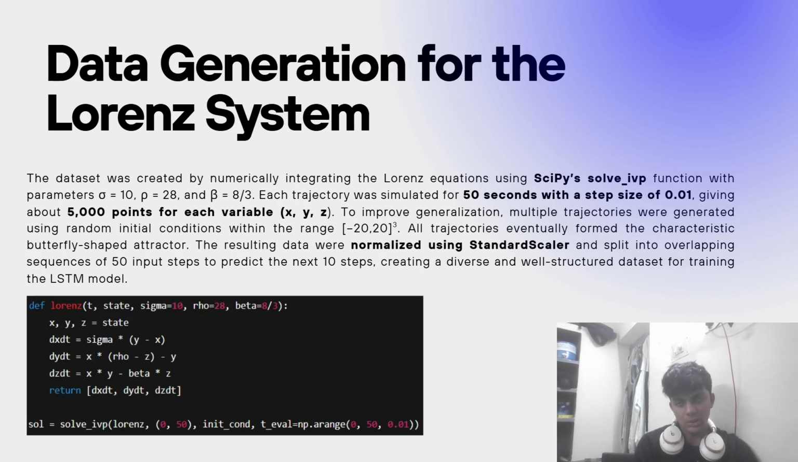To improve the generalization, I generated multiple trajectories with different initial conditions between -20 to 20 for all three of x, y, and z. All the trajectories eventually form the characteristic Lorenz attractor butterfly-like shape. The resulting data was then normalized using the standard scaler function and split into overlapping sequences of 50 inputs, which then gave me 10 outputs. So there's a snippet of the code I had used over here.